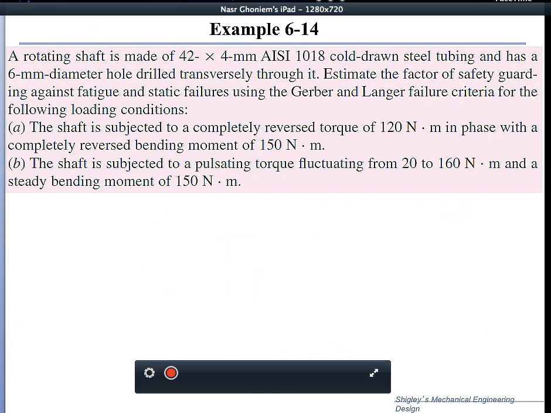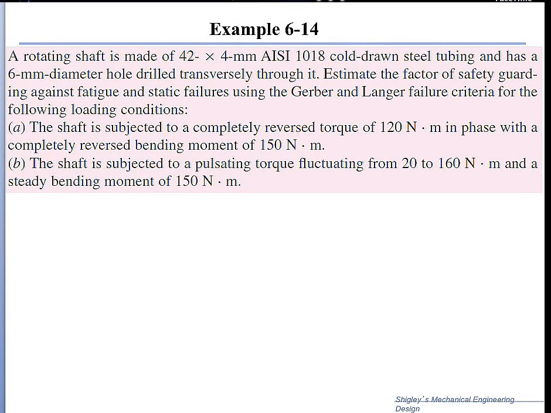It says that the rotating shaft is 42 by 4. This means that 42 is the OD, and 4 is the thickness of the tubing. So this is how we would read it: we would have an OD and a thickness. When we say 42 by 4, IC 1018, then I know S ultimate for IC 1018, and I can estimate SE directly from S ultimate. So we can just translate as we read.